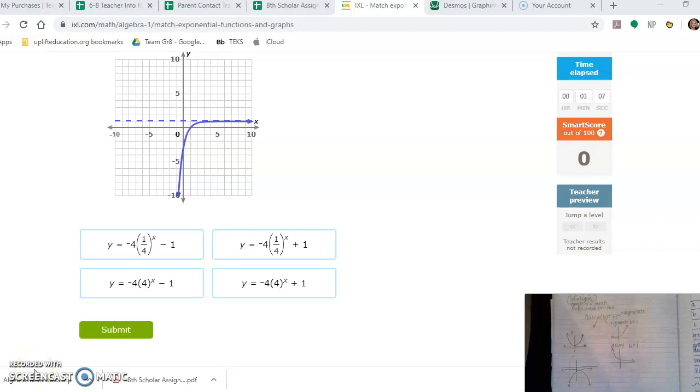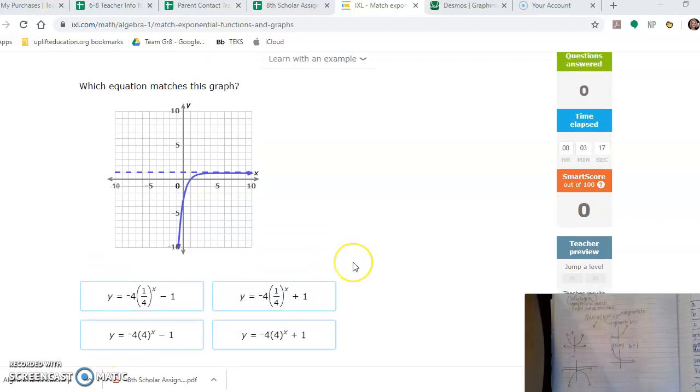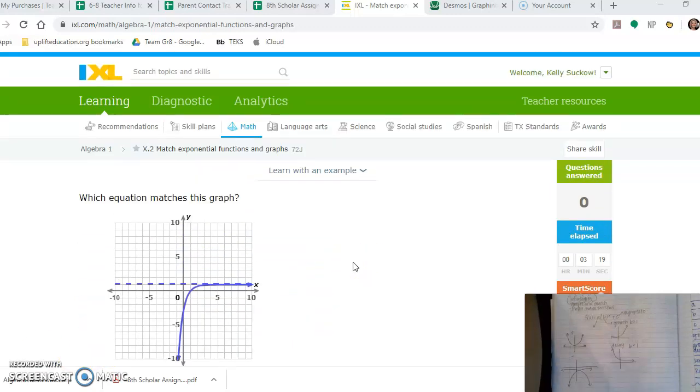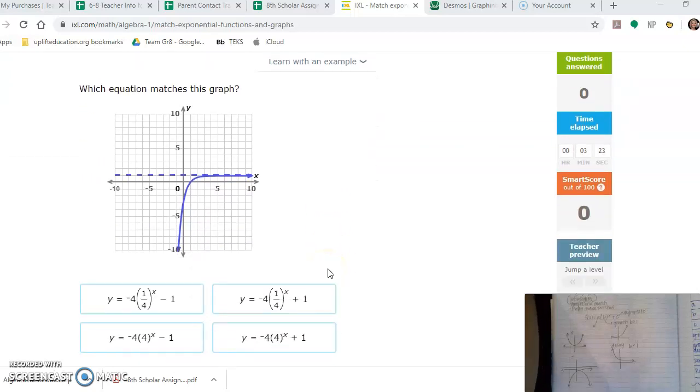Hey guys, I got a question to post another video about how to do the exponential functions matching. I hope this video will be a little bit more helpful for you guys. I just pulled up an example of what you will be seeing on that first assignment, assignment number 1 for this week. Both of those assignments are due on Friday at 4 p.m.